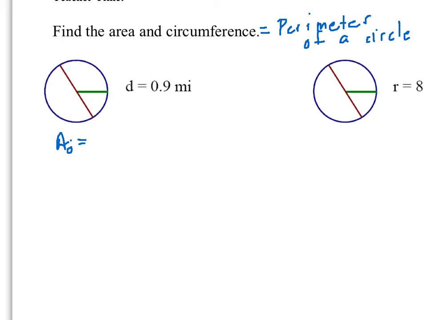Area of a circle. Manuel. Pi times r squared. What is pi? Michael? Pi does not equal 3.14. That is an estimate of pi.